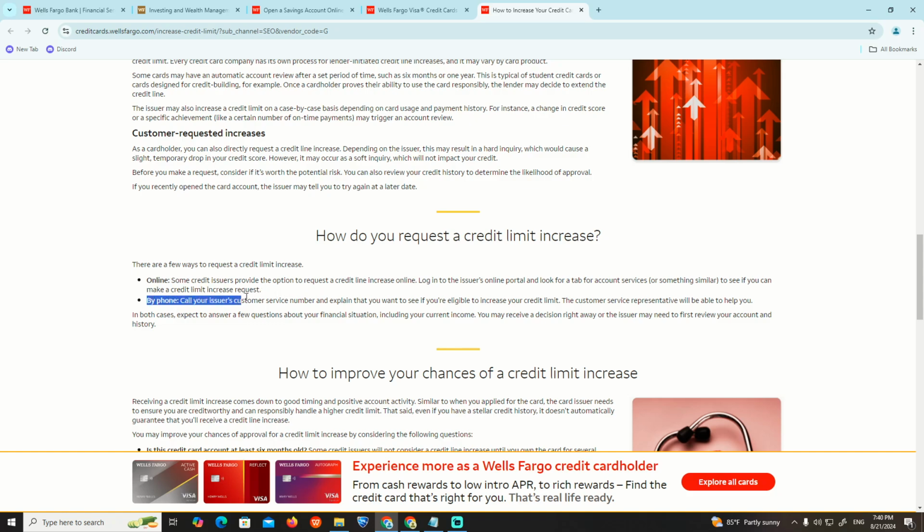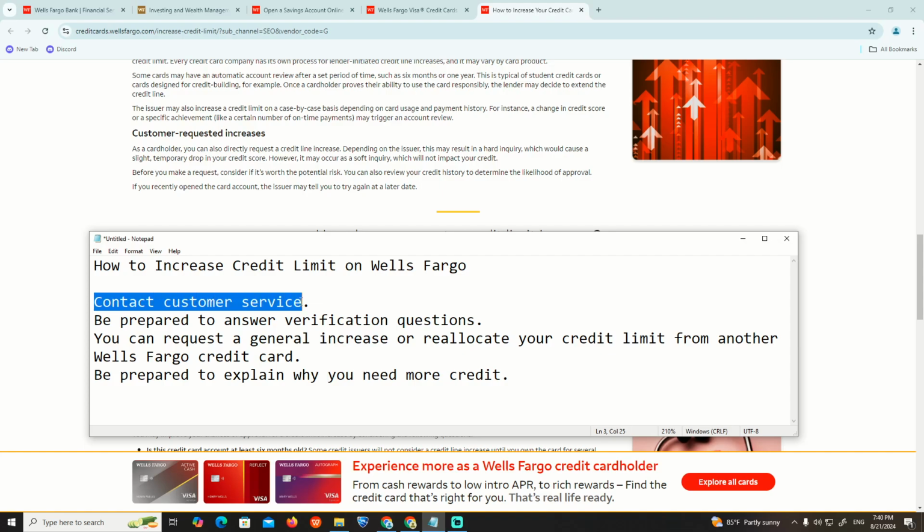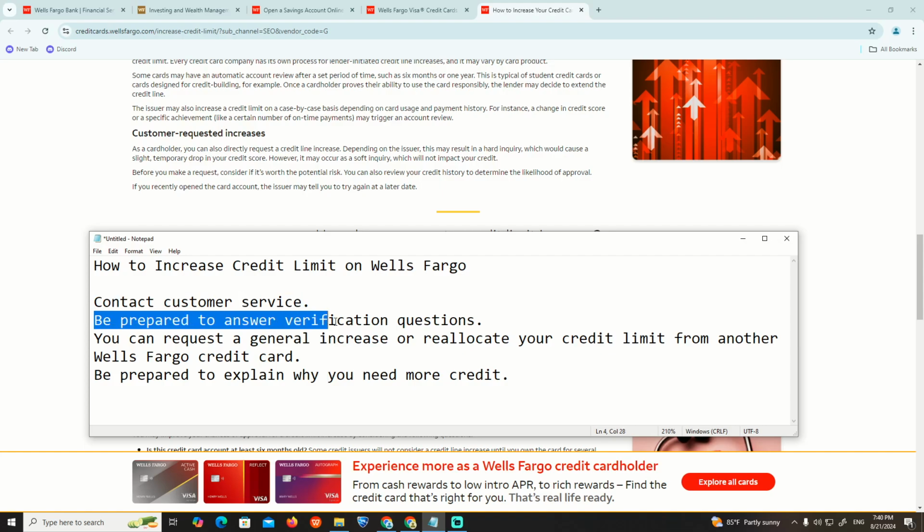By phone, call your issuer's customer service and see if you are eligible to increase your credit limit. The customer service representative will be able to help you. Be prepared to answer verification questions.